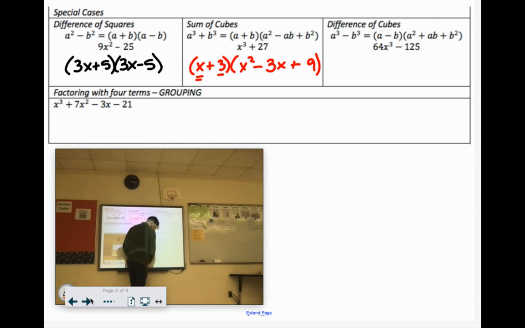So cube root them, then square it, change the sign, multiply them together, plus square the last term. 64x cubed, 125. They're both perfect cubes. Cube root of 64x cubed is 4x. Cube root of 125 is 5.